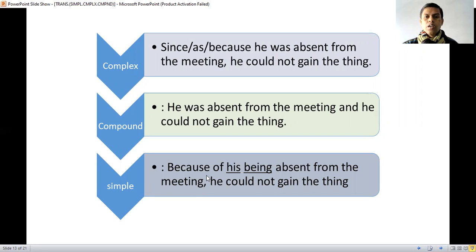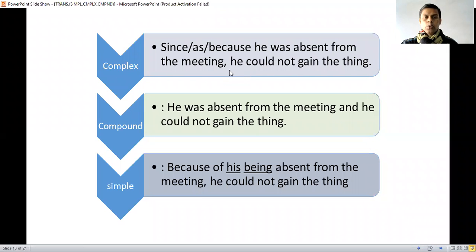Then to make it simple, we use because of, as this is cause, so we will use because of. Then possessive, as the subject was he, so the possessive of he is his. Then we will use being. So the sentence will be, because of his being absent from the meeting, he could not gain the thing.